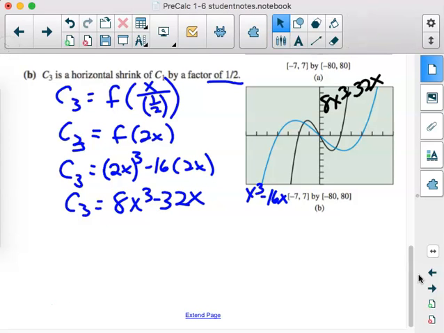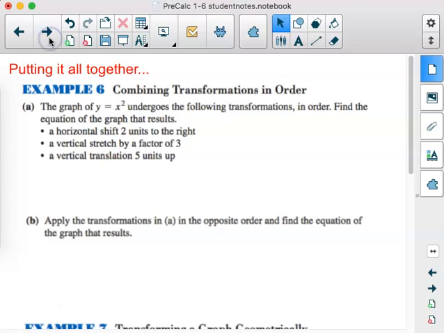So when we have a horizontal compression factor of 1/2, our x's are actually going to be multiplied by 2. So thinking opposites. Things that work with the x are opposites. Example 6 says let's combine transformations and in order. Now there's a reason that we're doing this, and this is because order matters with transformations. So this says the graph of y equals x squared undergoes the following transformations in order. Find the equation of the graph that results.